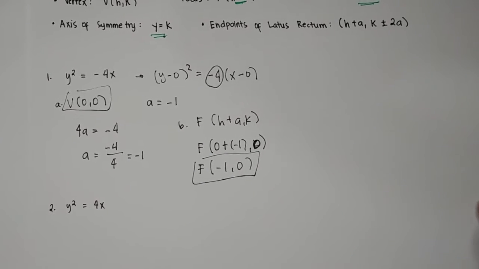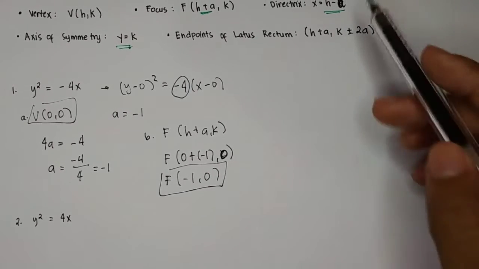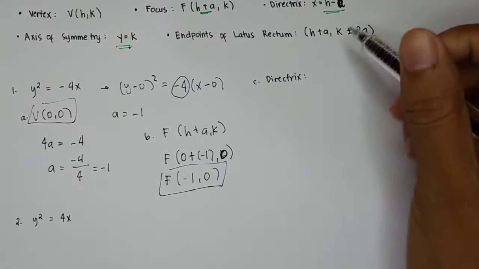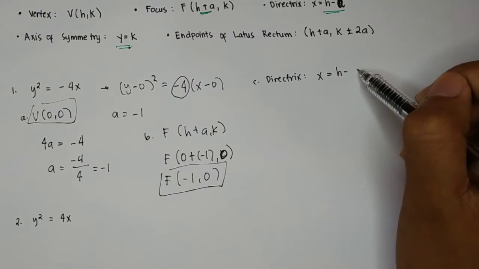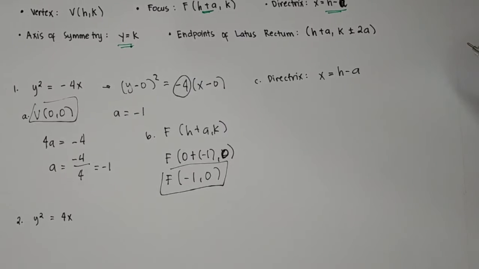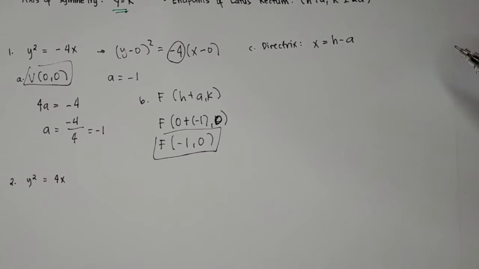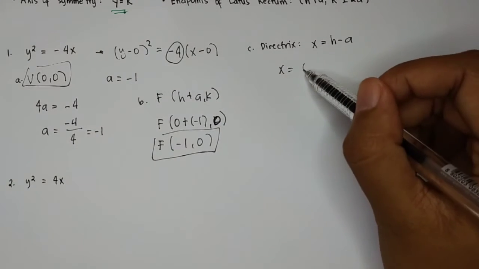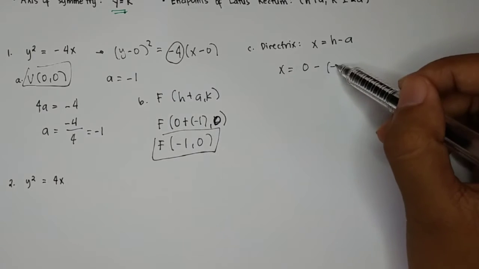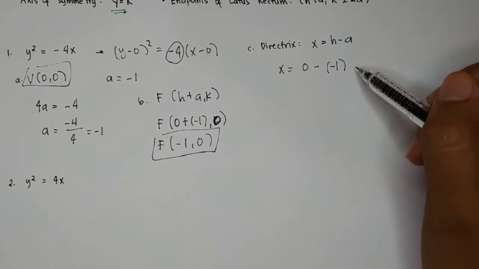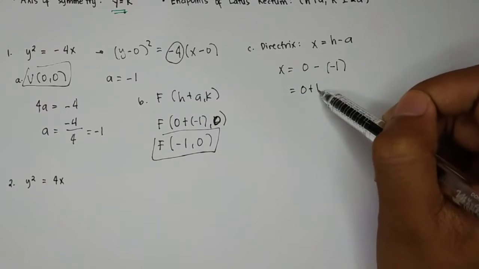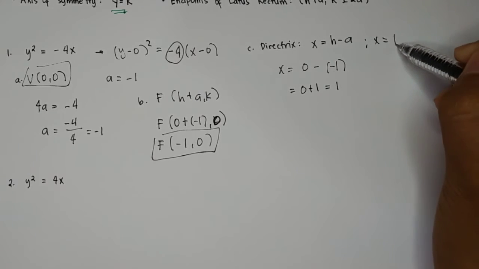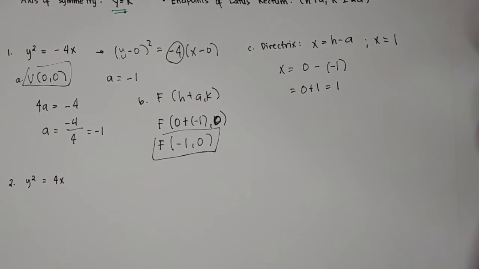Okay, now punta tayo sa pag-solve ng ating directrix. So, meron tayong x is equal to h minus a. So, yan yung formula ng directrix natin, di ba? So, we have here x is equal to, ano yung h natin? That is 0, 0 minus negative 1 since ang a natin is negative 1. So, meron na tayong 0 plus 1, equal yan sa 1. So, ang directrix natin is x is equal to 1.